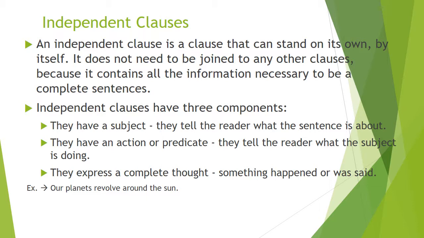The subject tells the reader what or who the sentence is about. The action or predicate tells the reader what the subject is doing. And in order to express a complete thought, something needs to have happened or be said. For example, our planets revolve around the sun. Planets is the subject, revolve is the verb, revolving around the sun completes the thought itself of what the planet is doing.